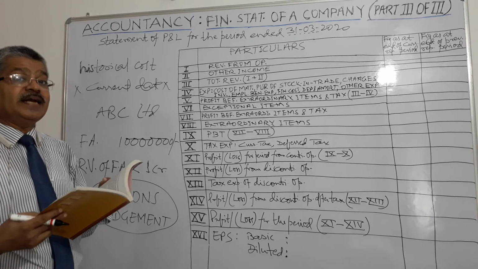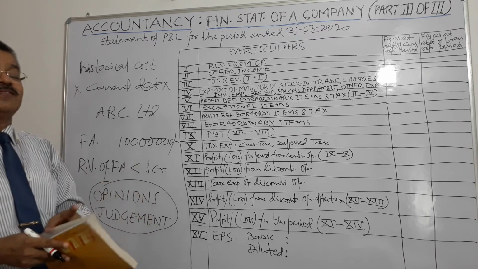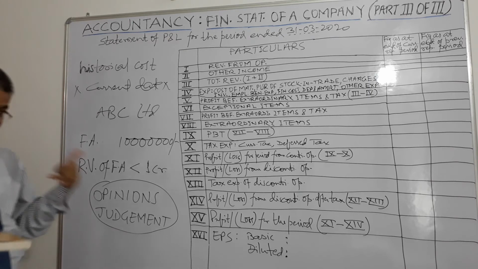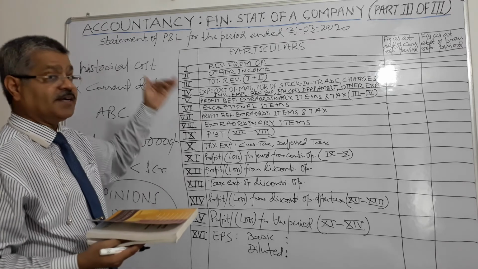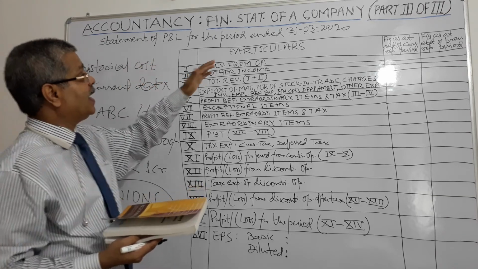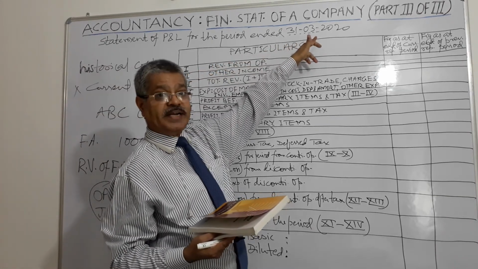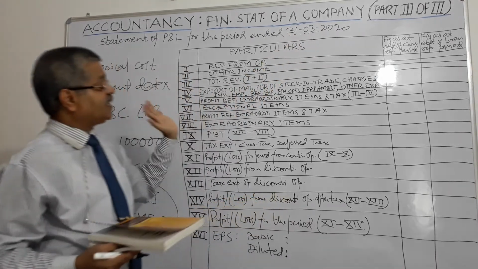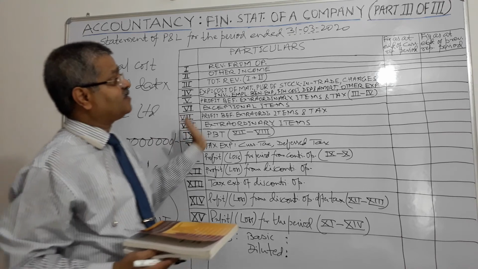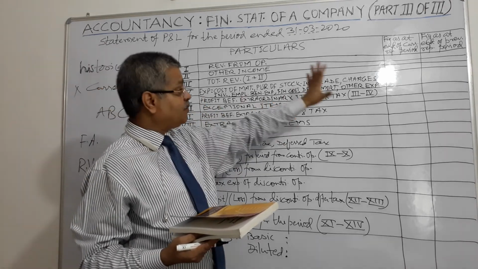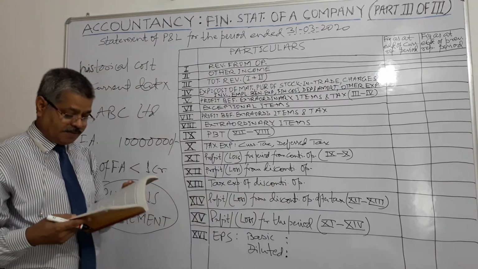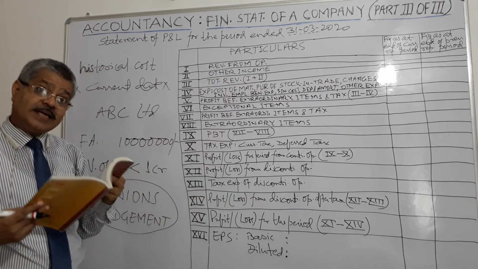They are only interim reports. Financial statements are only interim reports. In case of a balance sheet, it shows the financial position as at the end of 31/3/20, right? In the case of a profit and loss statement, it shows the financial result of a company during the particular period 2019-2020, right? They are only interim reports.